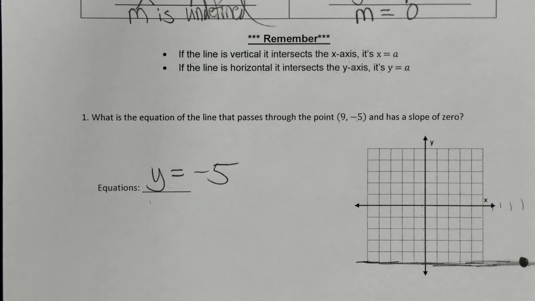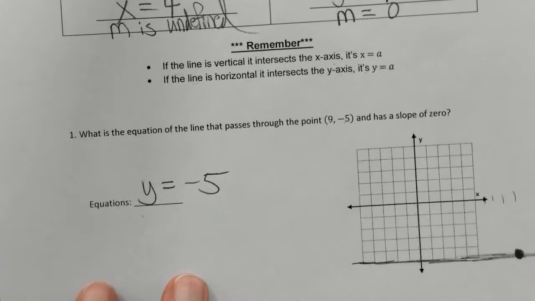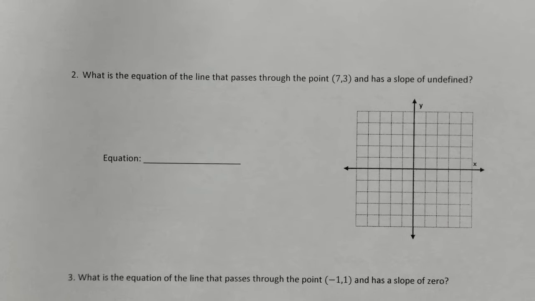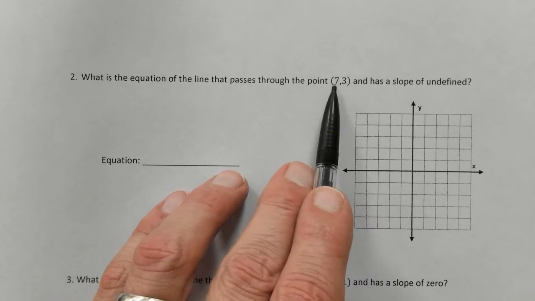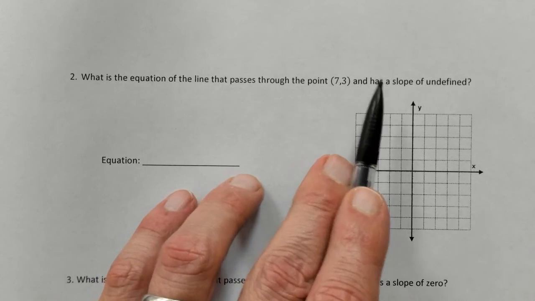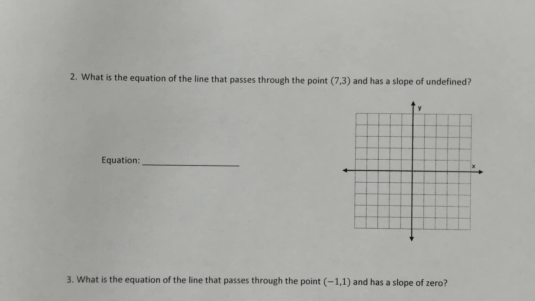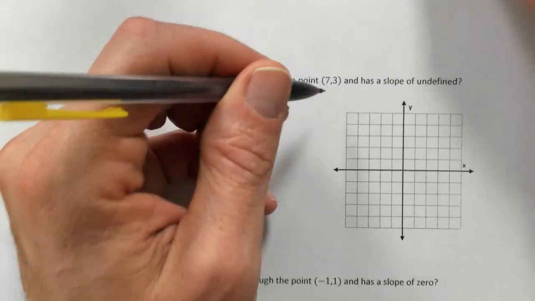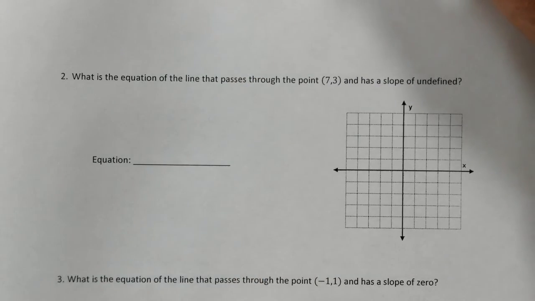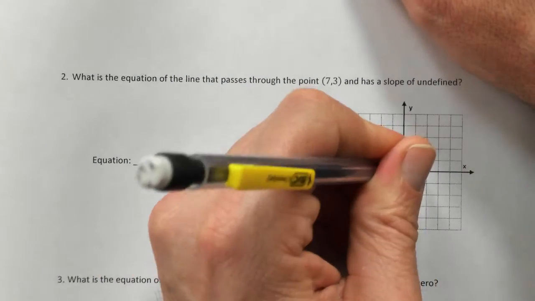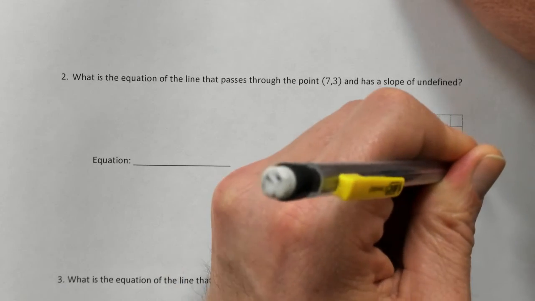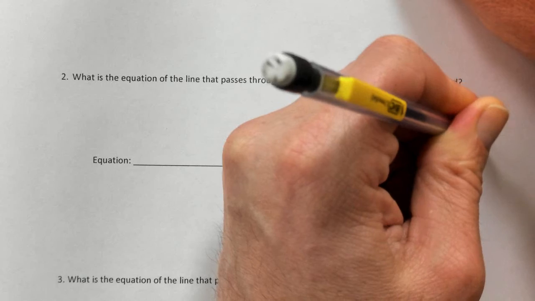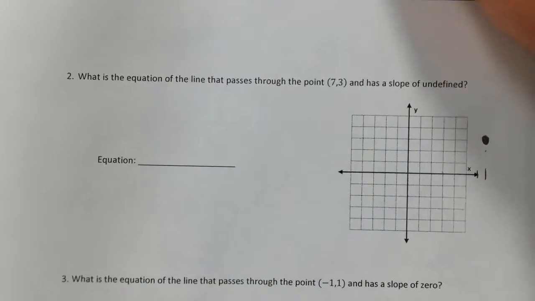So let's practice a few more here now. On number 2, the question says, what is the equation of the line that passes through the point 7, 3 and has a slope of undefined? First of all, it's going to pass through the point 7, 3, so we need to graph that first. So we'll go over to the right, 1, 2, 3, 4, 5, 6, 7, and it comes up by 1, 2, and 3. So there's the point that my line goes through.